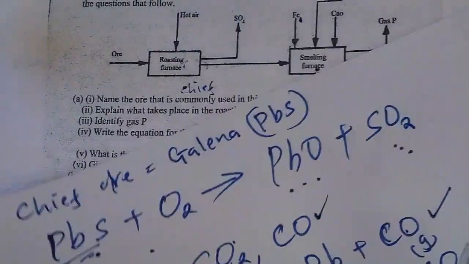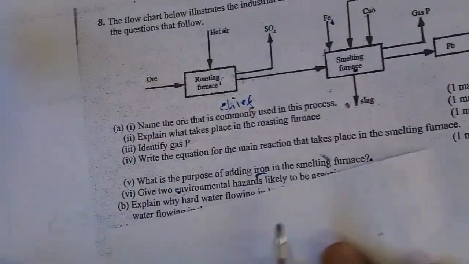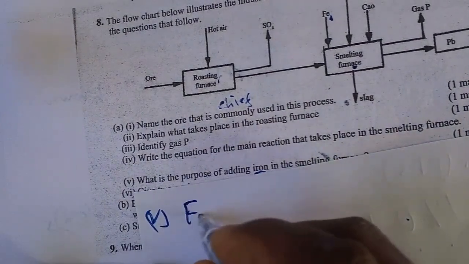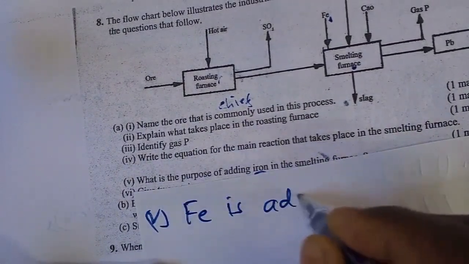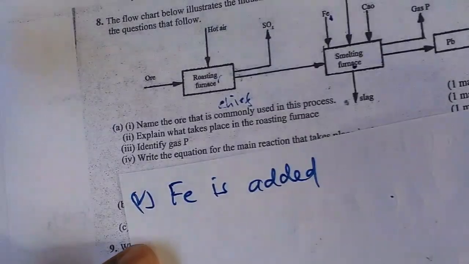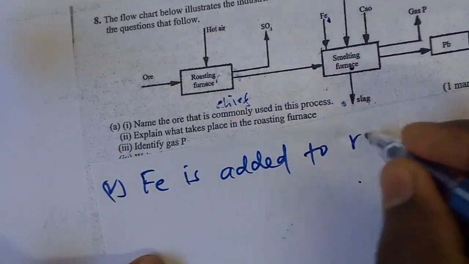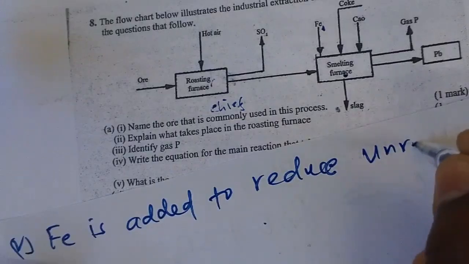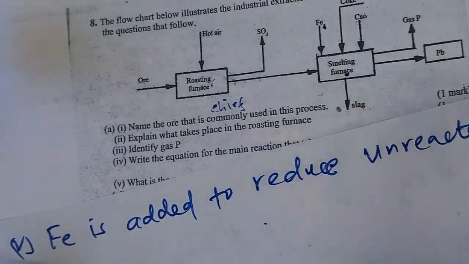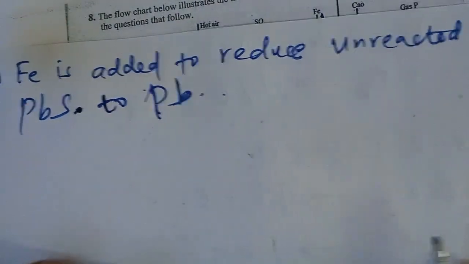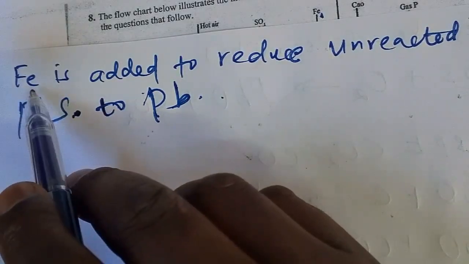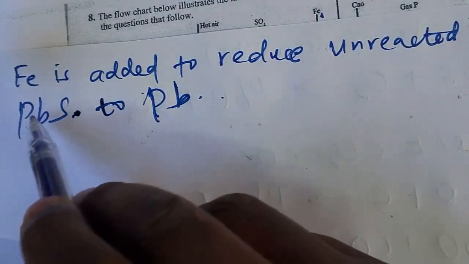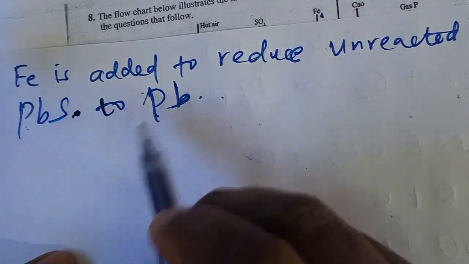So iron is added to reduce the unreacted lead sulfide, the galena, to lead. That is the function.